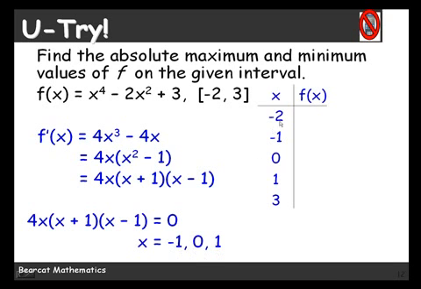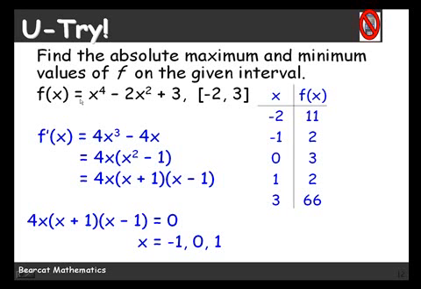Now it's just a matter of evaluating these values in f and seeing what values we get. If we insert negative 2, we get 11. Negative 1 gives us 2. 0 gives us 3. 1 gives us 2. And 3 gives us 66. So we have a definite maximum value at 3 of 66.